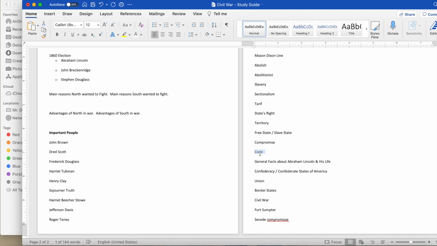A code is like a law, or not a law, a guide. So there were codes, kind of like a secret code for the abolitionists, for the Underground Railroad. They couldn't come right out and say, hey, we're going to sneak north tonight. Instead, they spoke in code, or they sang songs.